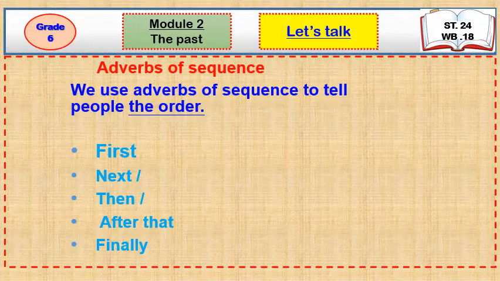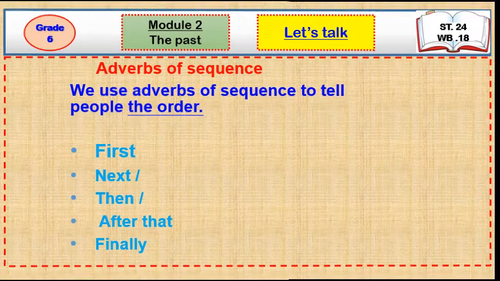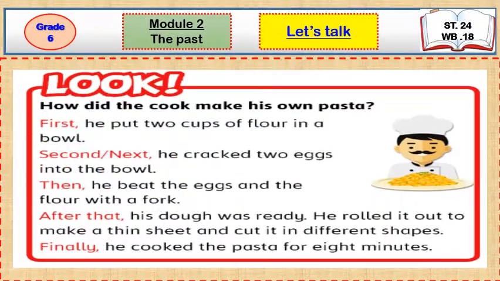We are going to study adverbs of sequence. We use adverbs of sequence to tell people the order. These are first, next, then, after that, and finally. We use adverbs of sequence with a recipe. If we want to make a recipe, we use first, second, then, after that, and finally.